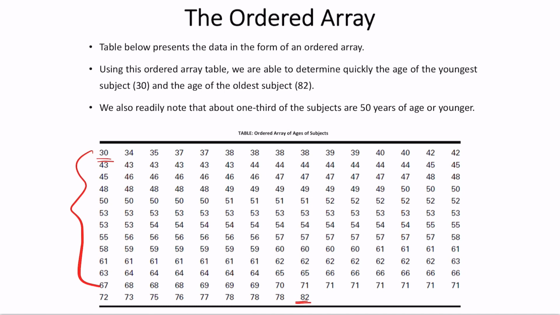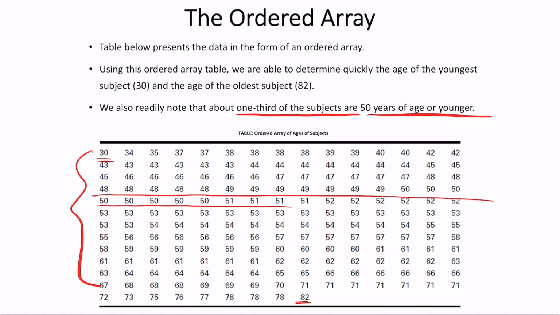This is an example of an ordered array where we can readily note that about 1/3 of the subjects are 50 years or younger. Notice that only this number of people are 50 years or younger. Most of the observations are above 50 years. This is how we know the usefulness of an ordered array.